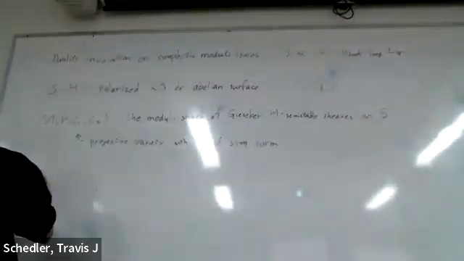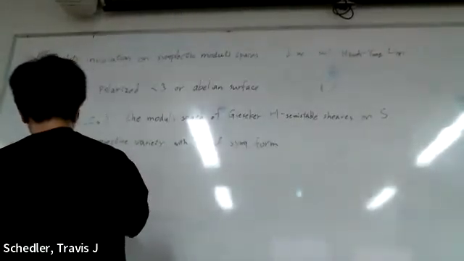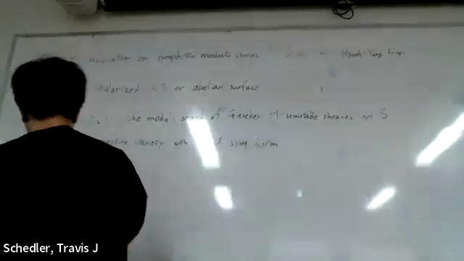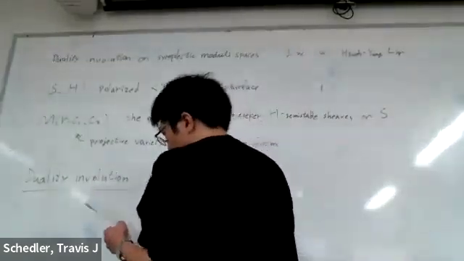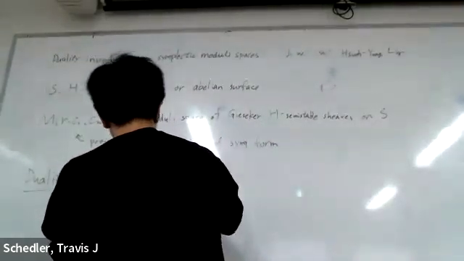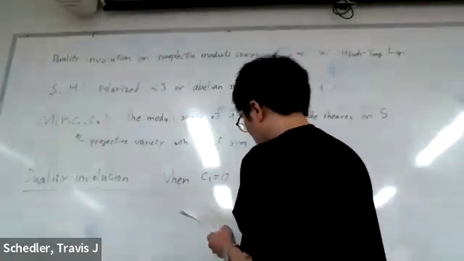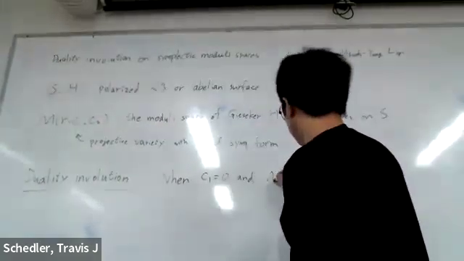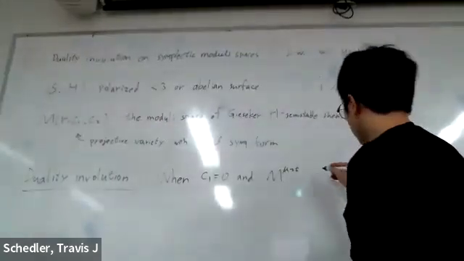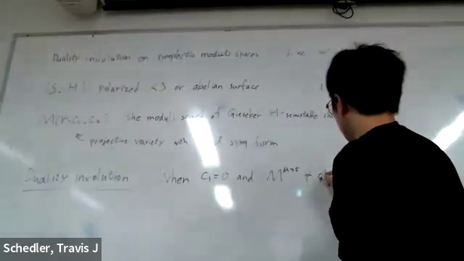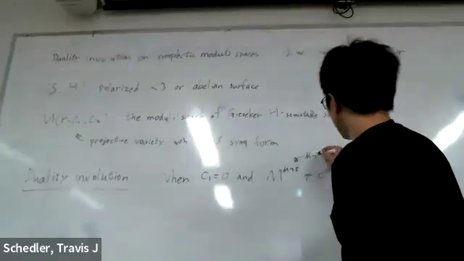Next, the main object is the duality involution. In order to introduce this operation on the moduli space, we assume that the first Chern class is zero, and also the main stable part of the moduli space is going to be this thing.